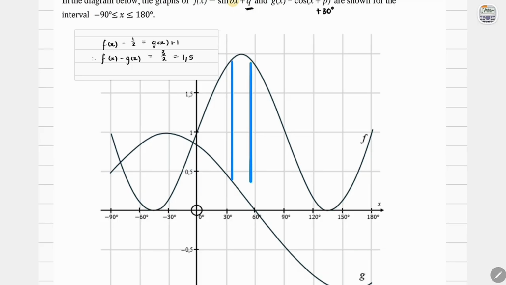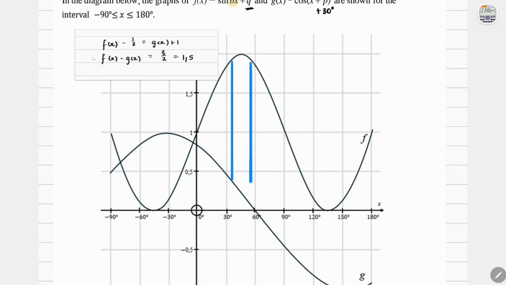Let's go ahead and check the y values here. At 90 degrees, the graph of f has a y value of 1. You can double check that on your calculator. We take the graph of f, which is sine bx, so this is sine 2x. In place of x, we substitute 90 degrees, and then plus q, which was 1. So there, it really does have a y value of 1.